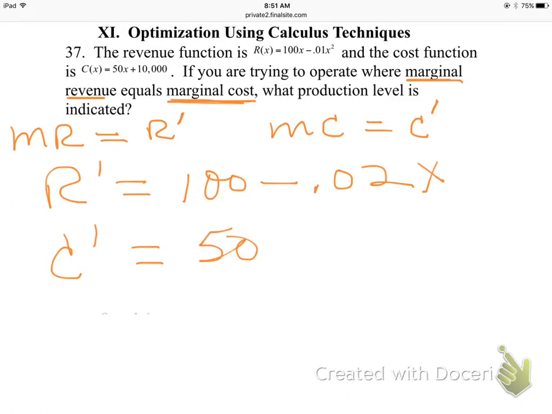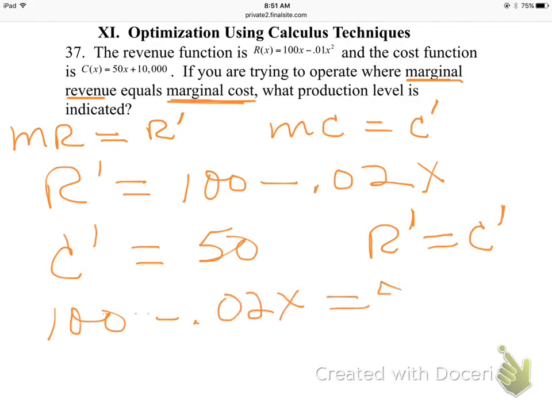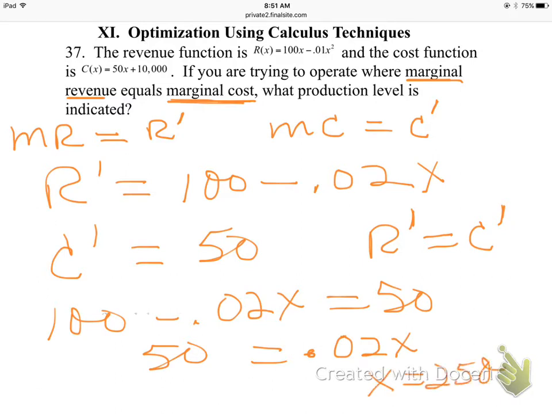So if you want to operate where marginal revenue equals marginal cost, just set those two equations equal to each other and solve for the X. So this is going to be 50 equals 0.02x. So divide 50 by 0.02 and you get X equals 2500. And I'm not given units, so I'm not giving units back, and you are done.